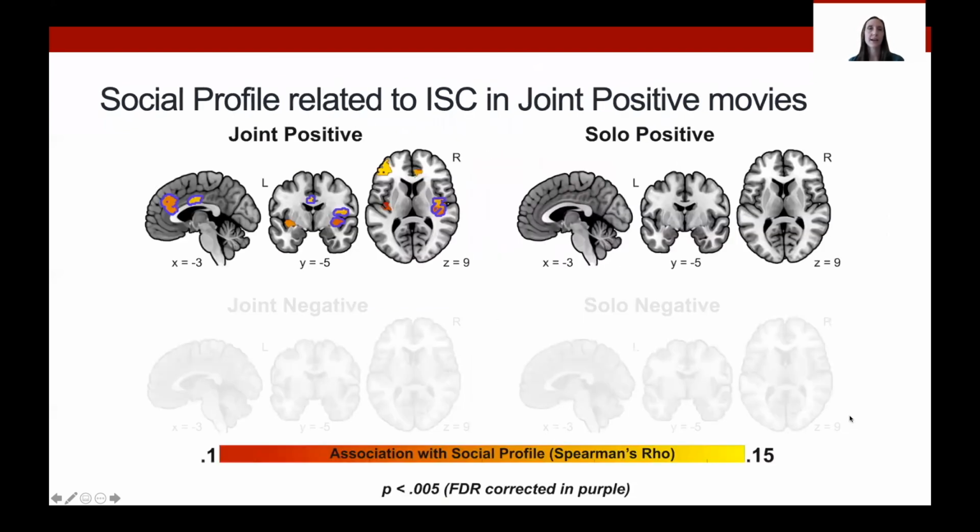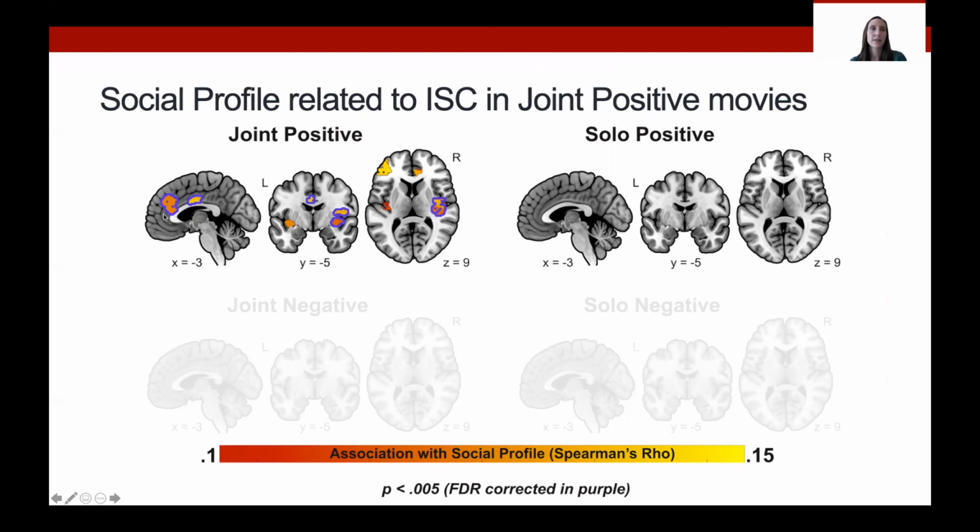So we wanted to drill down more within the emotion conditions because we saw in the group analysis that there were these differential effects depending on if you were sharing attention on a positive video or a negative video. And indeed, what we see is that when you look at the relation between similarity in the social profile compared to the ISC, we do see an effect within these regions associated with salience. And in fact, the purple outline of the region indicates that that region did survive multiple comparisons correction using FDR.